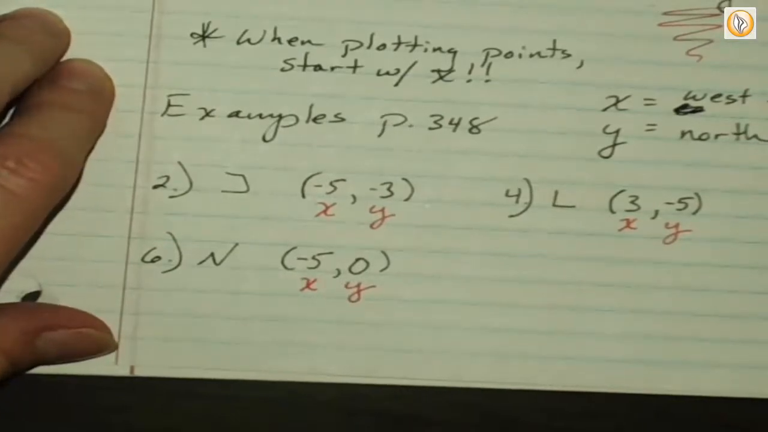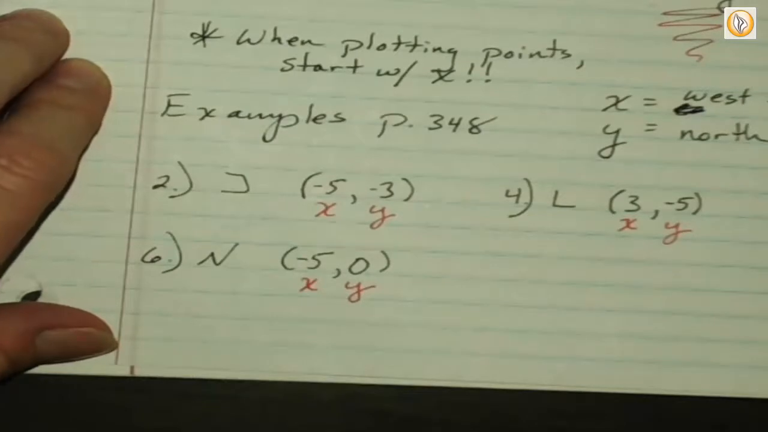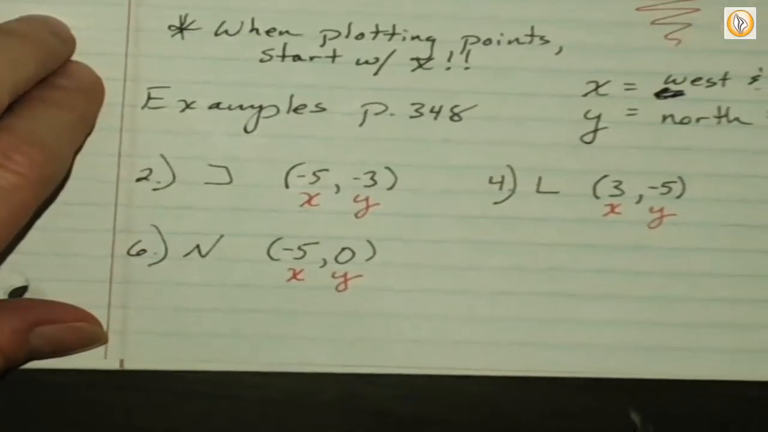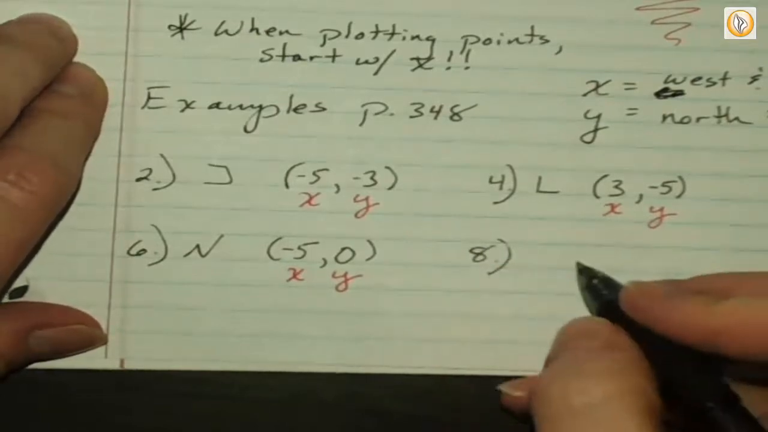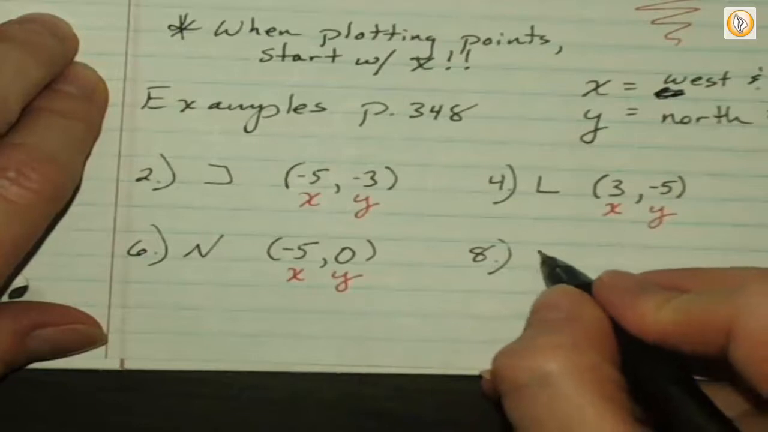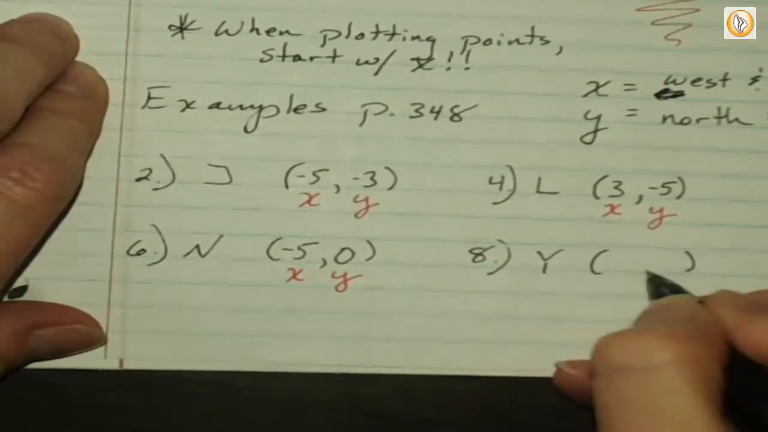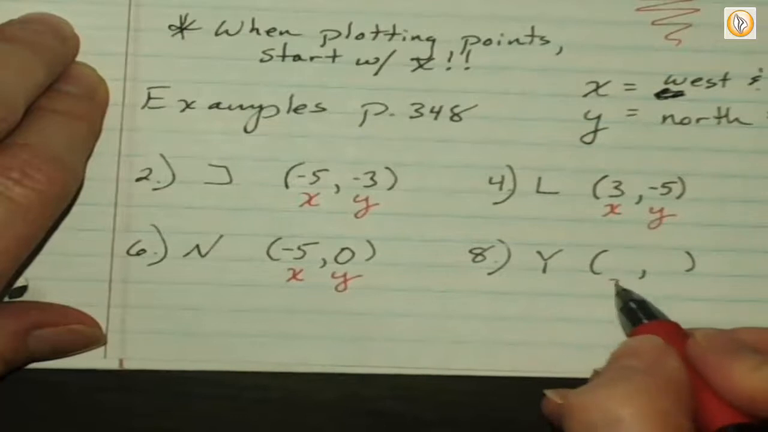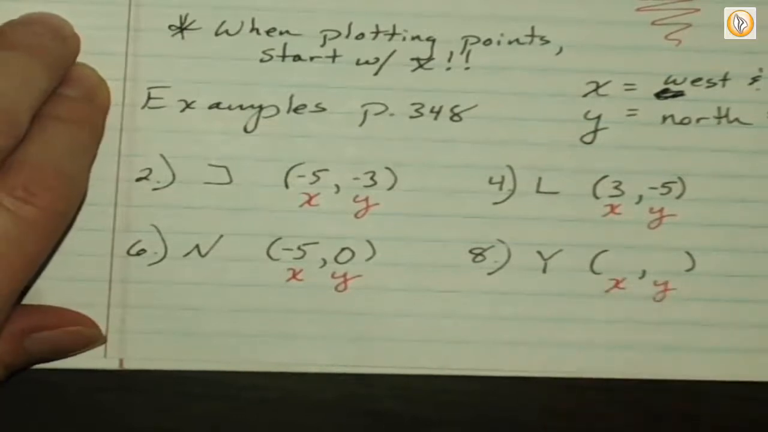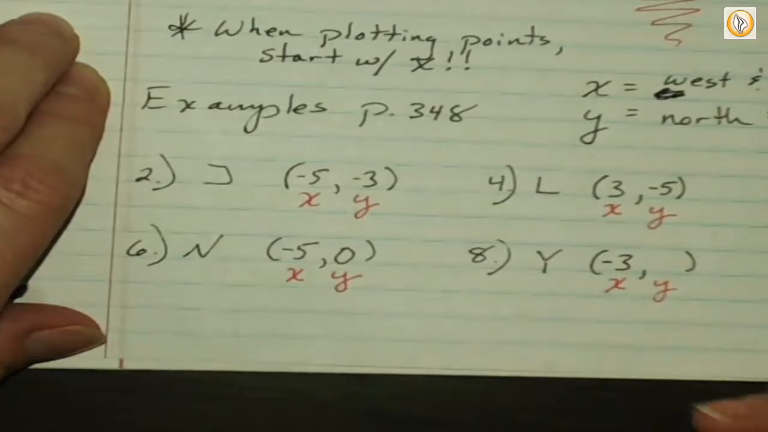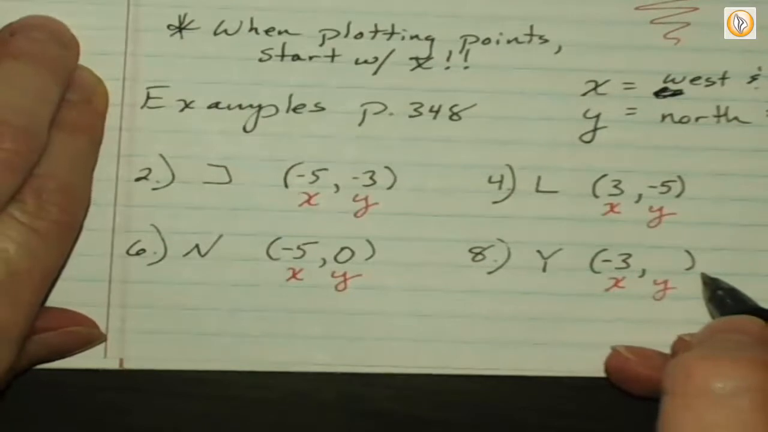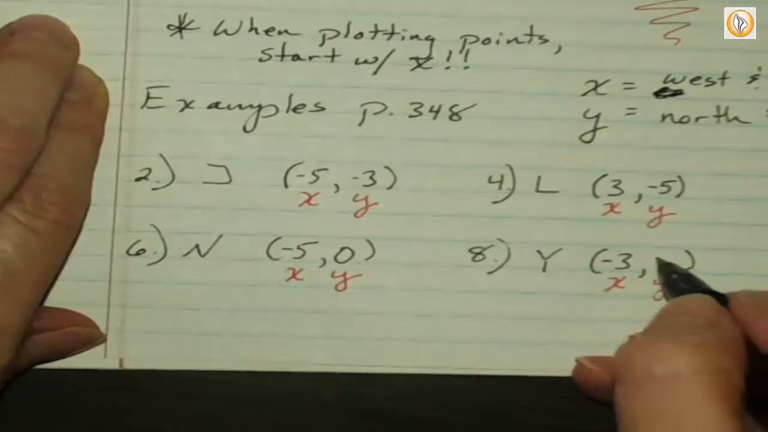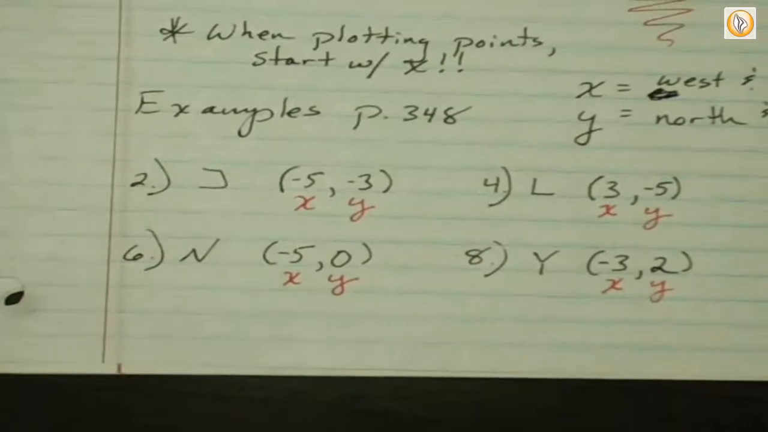Any questions? Wait, 1 second. Okay, I get it. 8. Michael, what is the x for the letter y? -3. And Joanne, what is the y for y? 2. Perfect. Any questions?